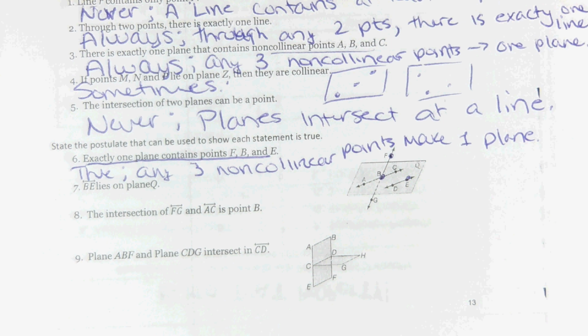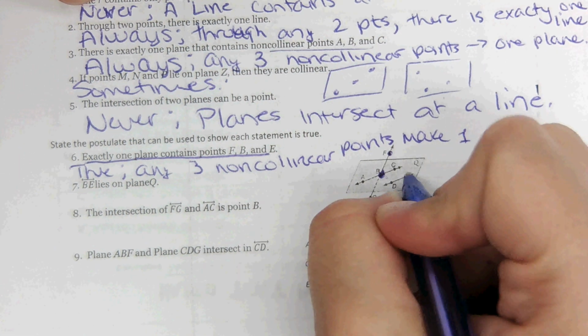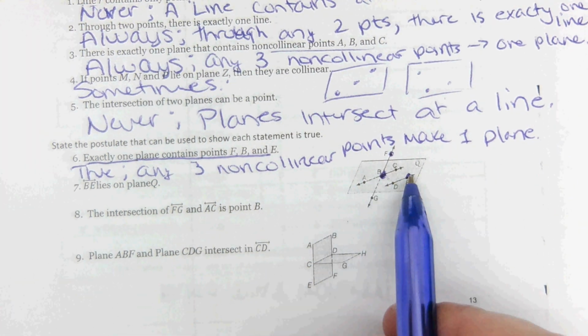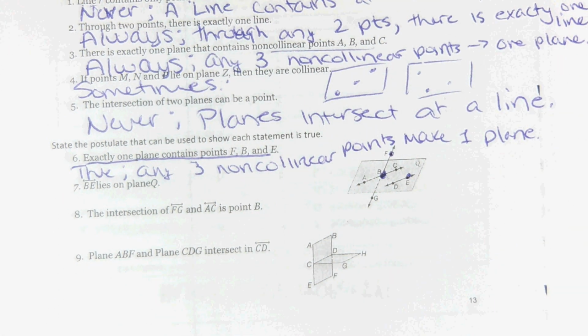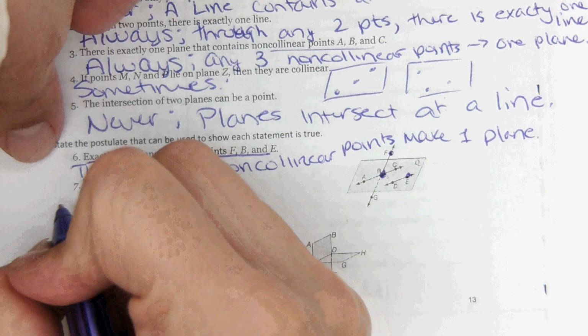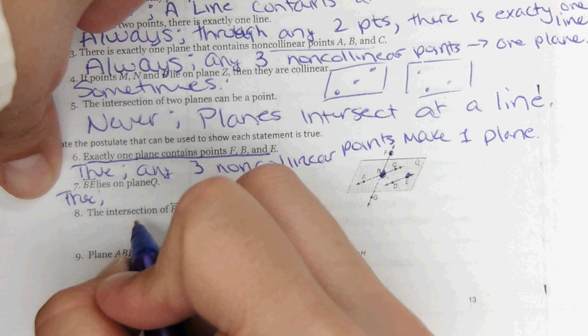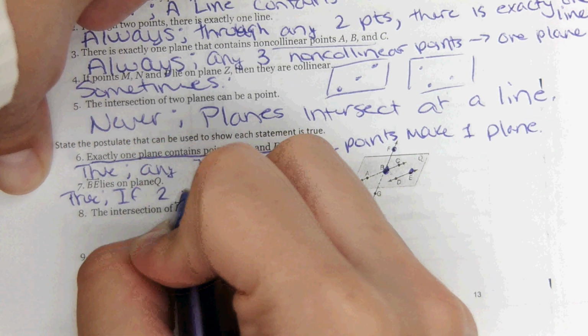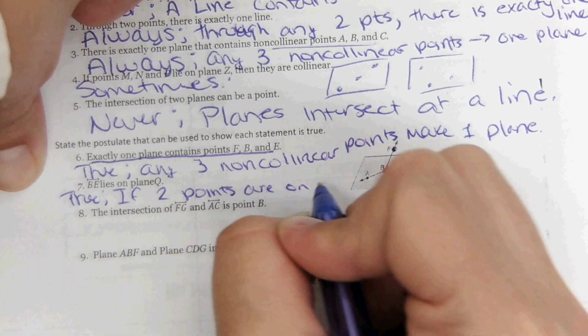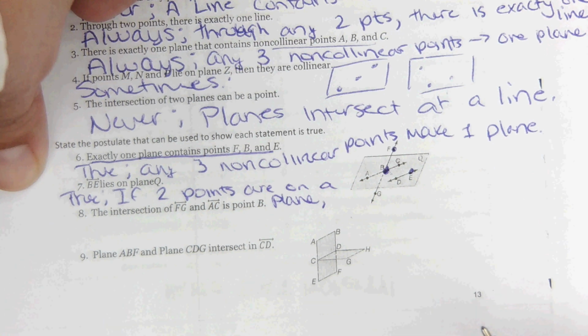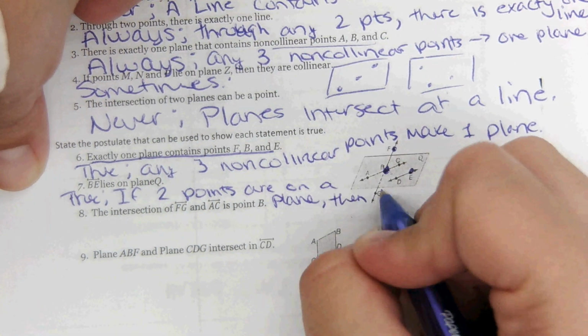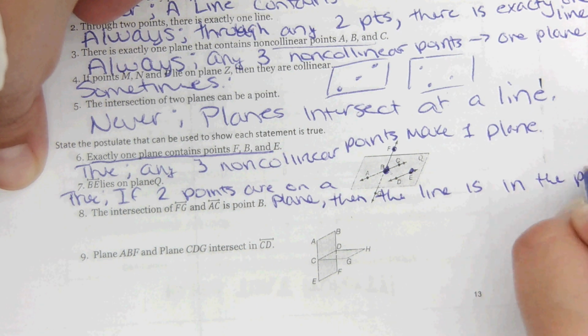And then next it says that line BE lies on plane PQ. So we have point B and point E. Notice that there isn't a line drawn there, but through any 2 points there is one line, and that line would fall on the plane. And that was literally on our notes. So true again, well they're all true, but true: if 2 points are on a plane, then the line is in the plane.